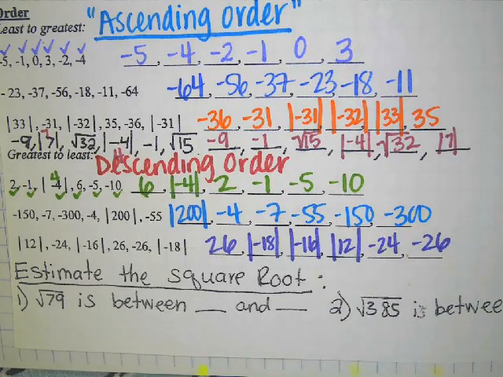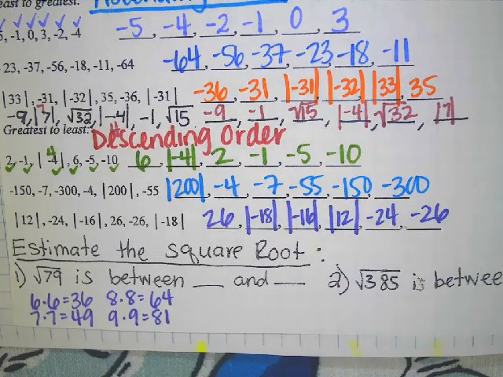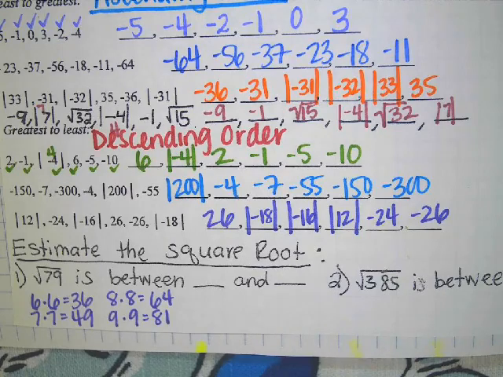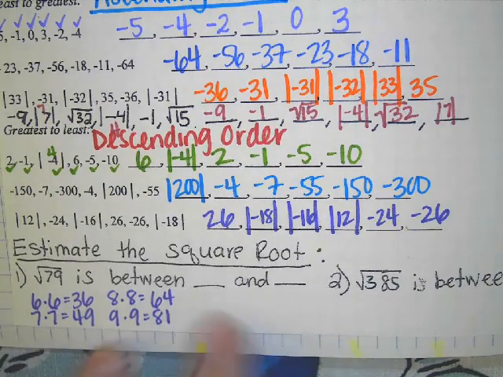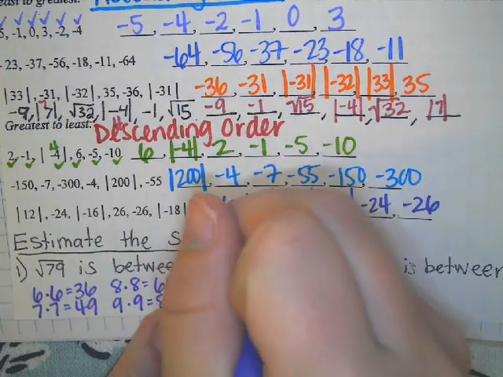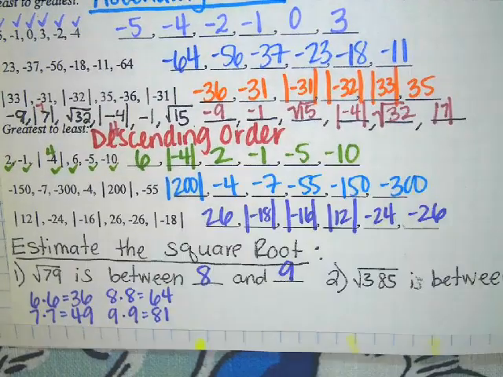Okay, remember, square root is the same number multiplied by itself. Looking at the square root of 79, think about which number multiplied by itself is as close as you can get. If it helps you, write a chart. 6 times 6 is 36, 7 times 7 is 49, 8 times 8 is 64, and 9 times 9 is 81. Looking at the square root of 79, I know that it's between 8 and 9.